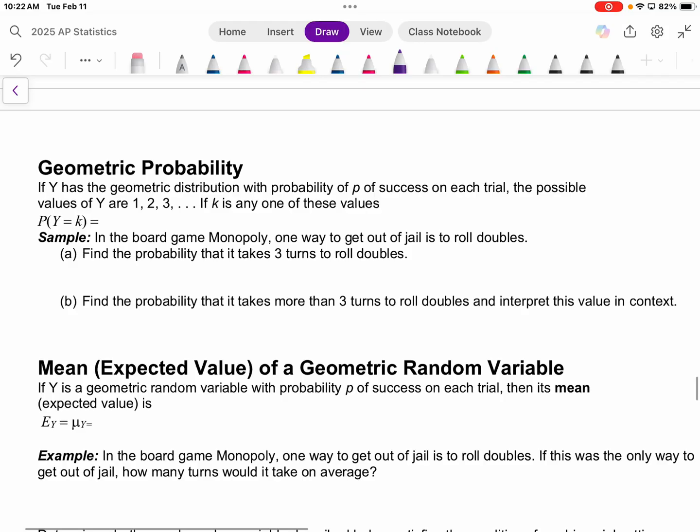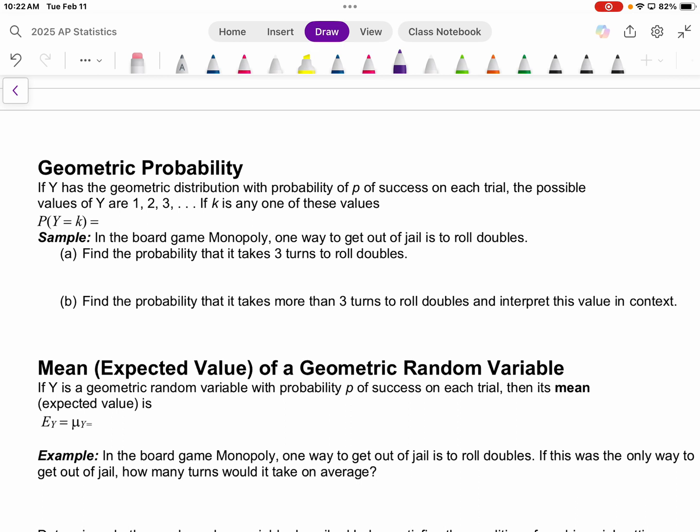So in this next part, it says if y has a geometric distribution with probability p of success on each trial, the possible values of y are 1, 2, 3, and so forth. So they're whole numbers. We wouldn't worry about 0 in this case. In the binomial setting, it made sense to have the 0 there, because what's the probability that in 10 free throws I miss all 10? Sure, there's a probability of that happening.